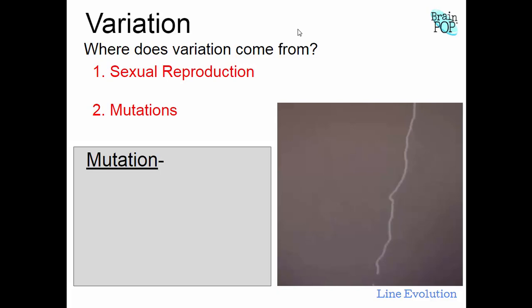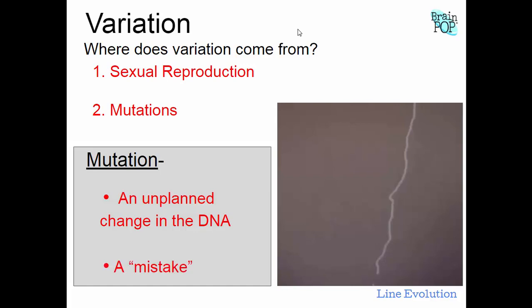So even though these two bacteria came from one parent and it just split, well, one of those bacteria could have gotten a mutation that made it slightly different. And so that's where some of that variation comes from. And now these bacteria are not identical to each other. Some of them may have some trait that helps them survive better. So a mutation is a sort of unplanned change in the DNA of an organism. Kind of like a mistake.